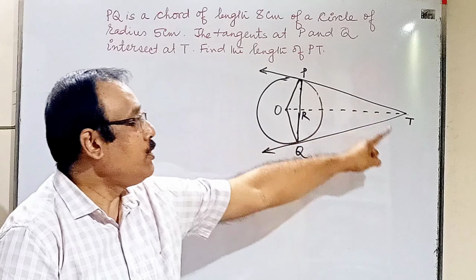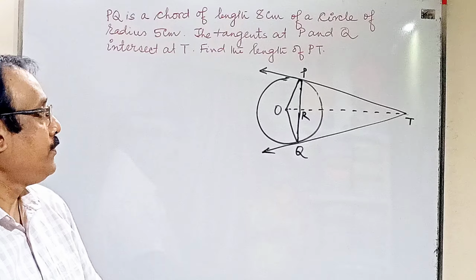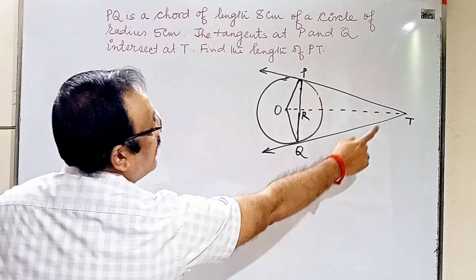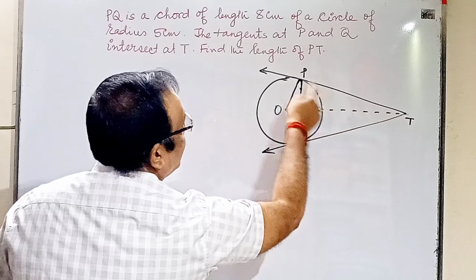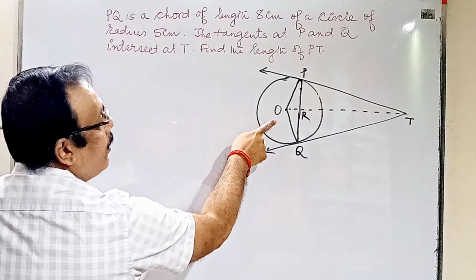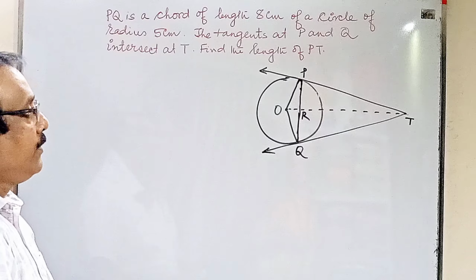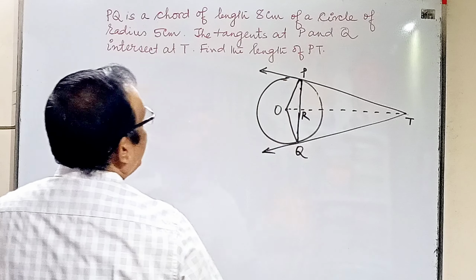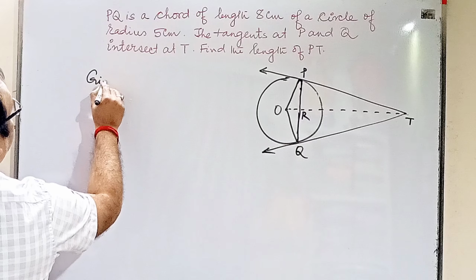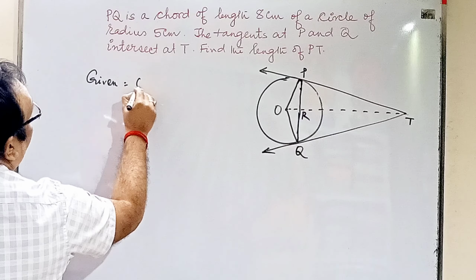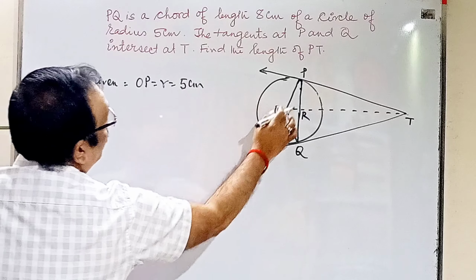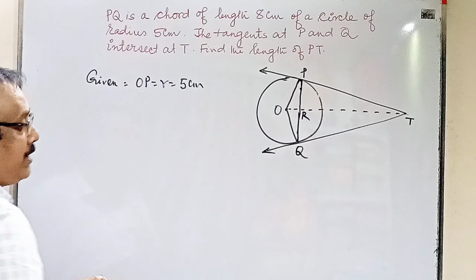Now this diagram was not there, so this diagram I have drawn. So what is there? This is the external point T. From T there are two tangents, TP and TQ. P and Q are the intersecting points. O is the center of the circle. This is what is given: the radius OP is equal to 5 centimeter.